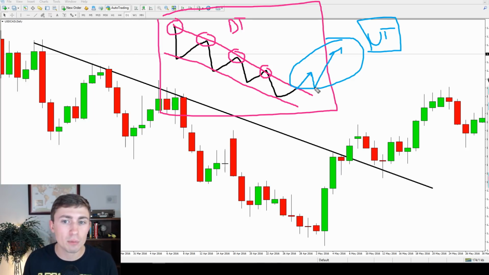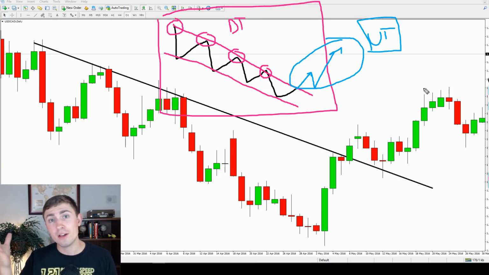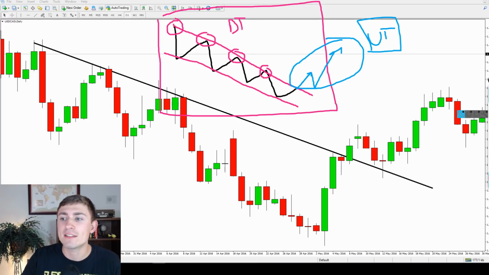And that's exactly how we're going to look to enter these sorts of trades. The first step for us to look for trendline break strategies is we need to identify a trend line. So what I have here is an actual example on the charts.